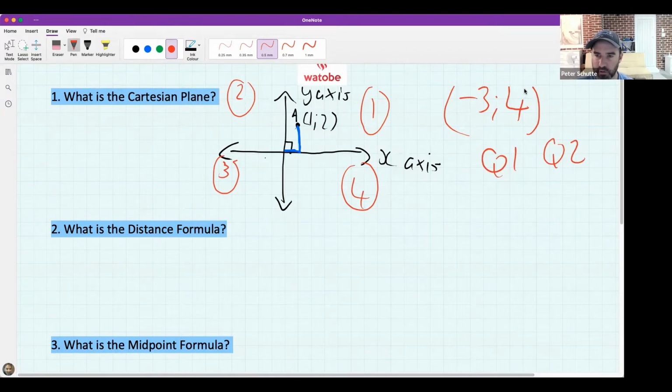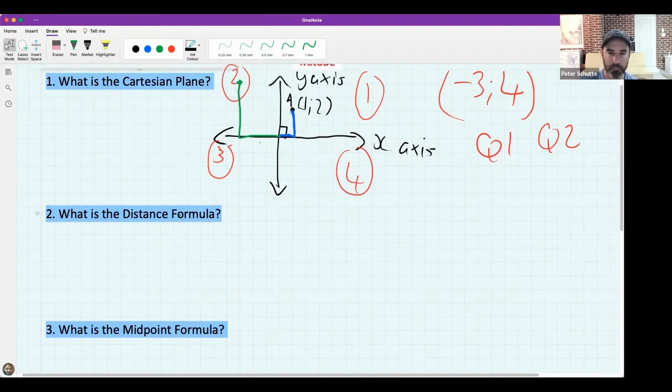Okay, so I see things coming through. So quadrant number 2, yes, because -3 across, so let's go there, and 4 up gets me over here. So quadrant number 2. Okay, fantastic. So that's just to set the stage for this unit.